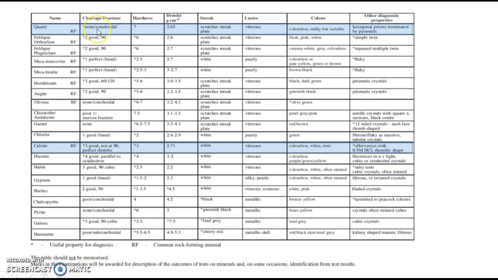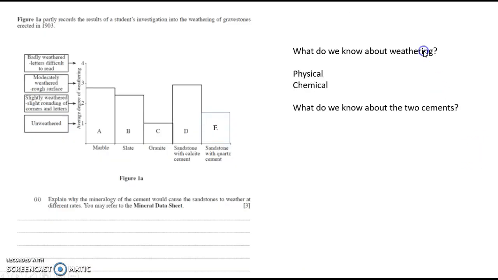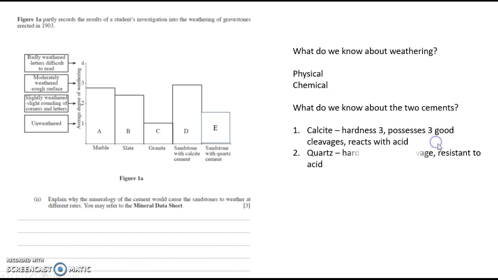Things that have no good discernible fracture pattern are difficult to fracture with freeze thaw. Things that have cleavages are much more likely to break off. There's another thing that calcite possesses, and we know if we add acid to it, it effervesces. So it's going to be susceptible to acid rain, whereas quartz is not. So we know that calcite has a hardness of 3, possesses 3 good cleavages, and reacts with acid. Quartz, on the other hand, has a hardness of 7, no cleavage, and is resistant to acid.